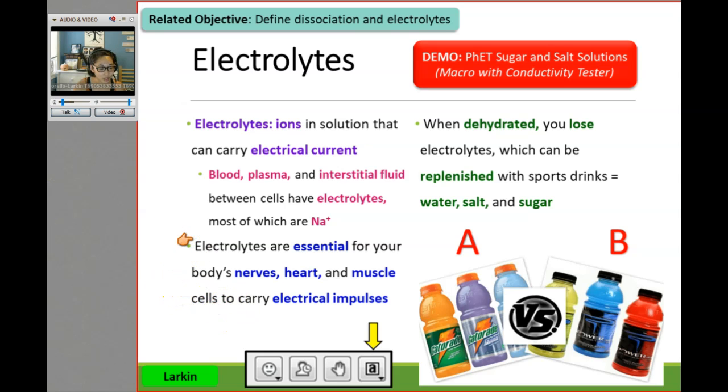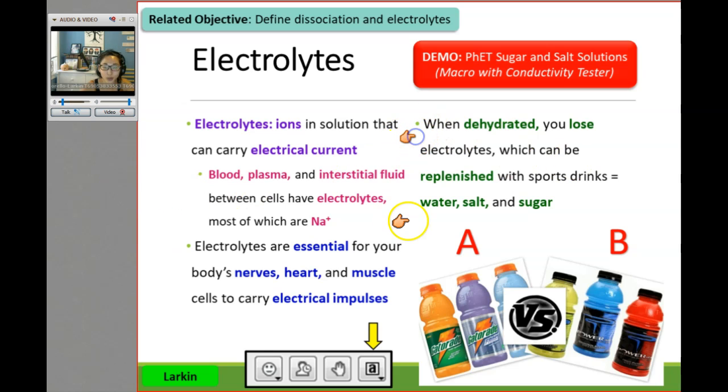So you need electrolytes. Go ahead in the chat box, give me a soccer ball if that makes sense. Soccer ball if you understand. Just want to make sure everyone's following along. Perfect, Christine. Thank you. Annette, ouch. Thank you. Soccer ball if you're following along so far. Thank you, Ryan. Thank you, Natalie, Kayla, Melanie.